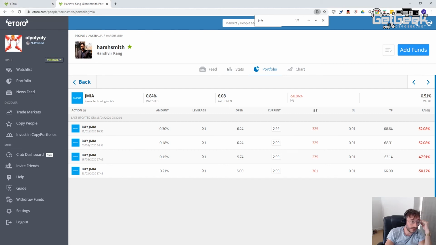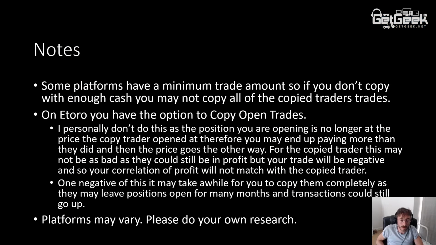So yeah, it's completely up to you at the end of the day whether you want to copy open trades, but I'll leave that one to you. Also, please note that platforms may vary, so always do your own research, especially when you're investing in financial products, and check that it is what you want. And then please note as well that capital can be lost on platforms like this, so only invest what you're willing to potentially lose, as prices can go down.